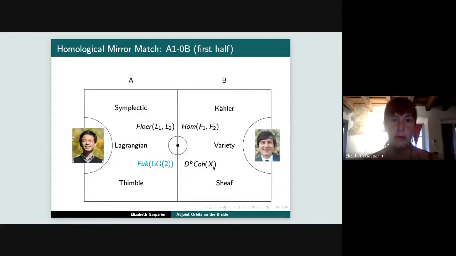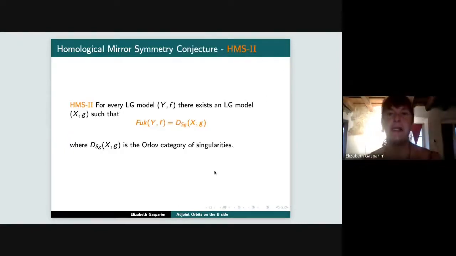I had this actually in July as well. In this case, if you're doing the homological mirror symmetry game and you put the adjoint orbit on the symplectic side, then you're definitely symplectically winning the game, right? On the B side, you don't have anything. That is homological mirror symmetry recipe 1.